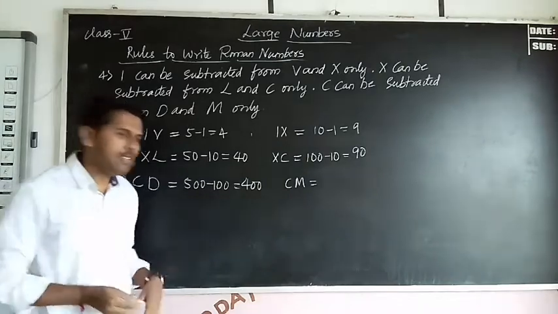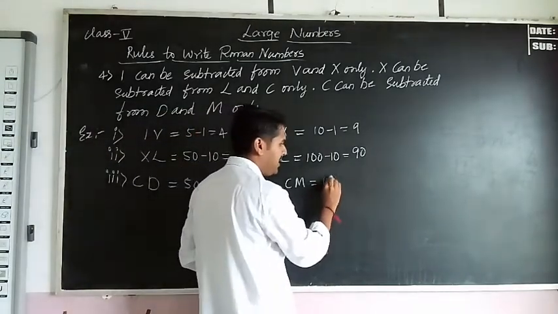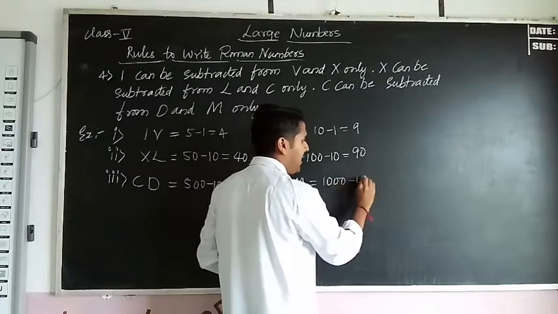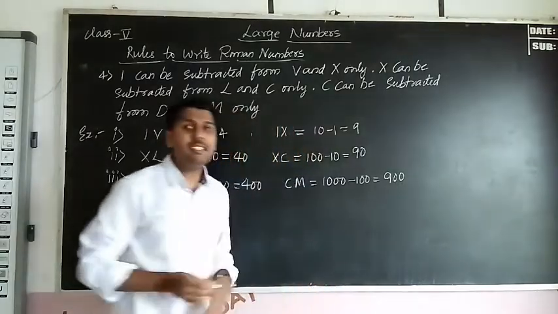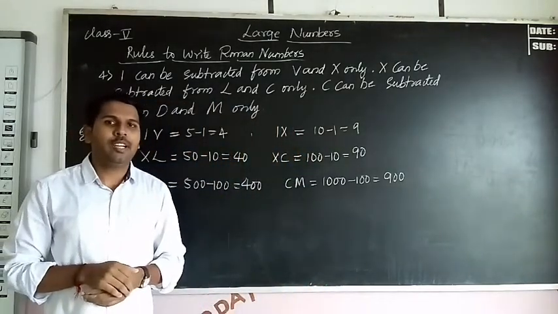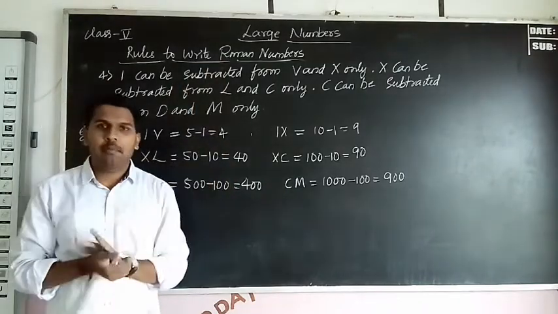So how to write this one? C value is 100, M value is 1000. That means subtraction is 1000 minus 100. That is 900. Okay. So these are the 4 rules of writing a Roman number.